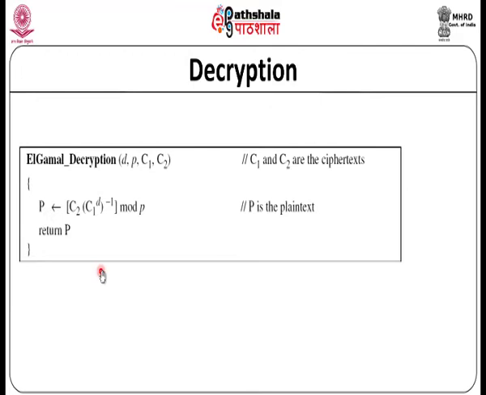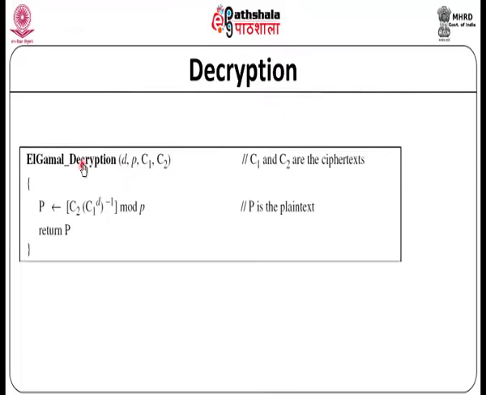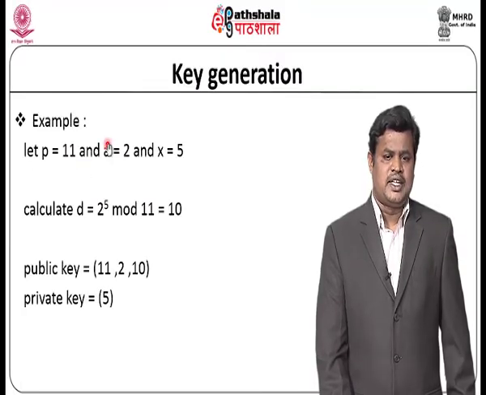On the decryption side, we already know C2 into C1 power d inverse mod p will give the plain text. C1 and C2 are sent by Alice to Bob, where Bob can use its own private key. So, now we work out an example.